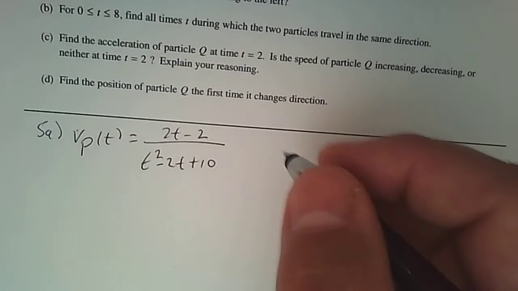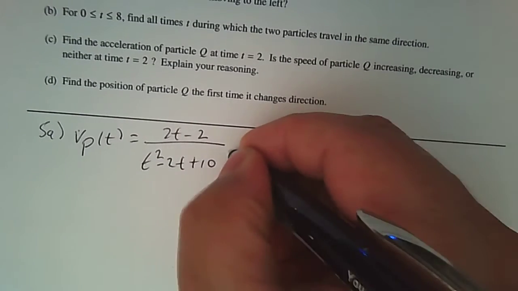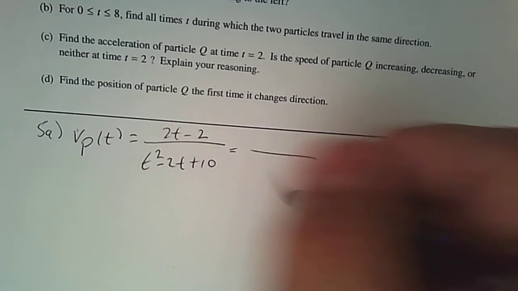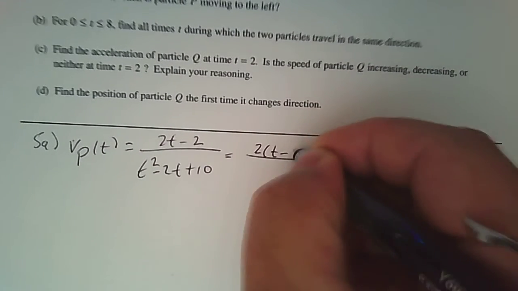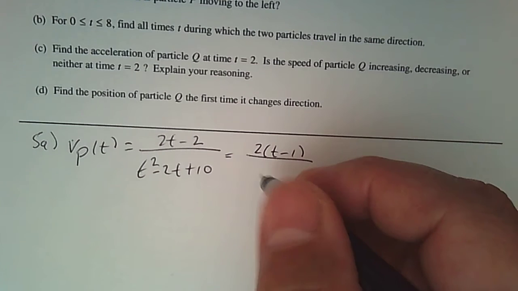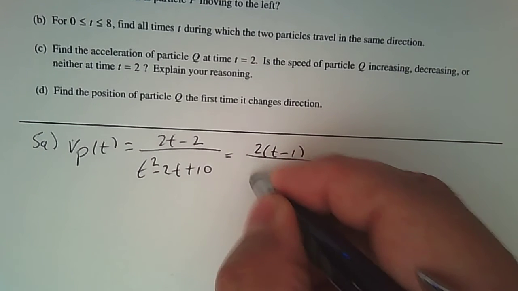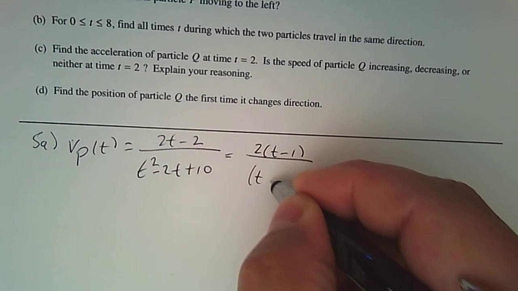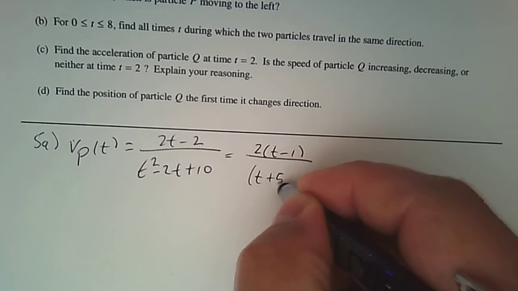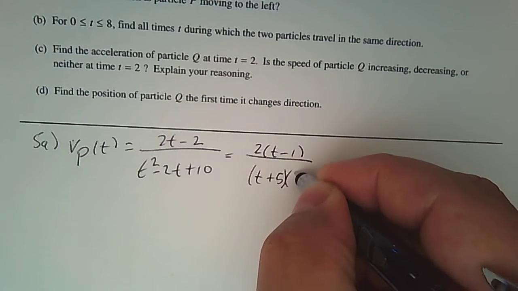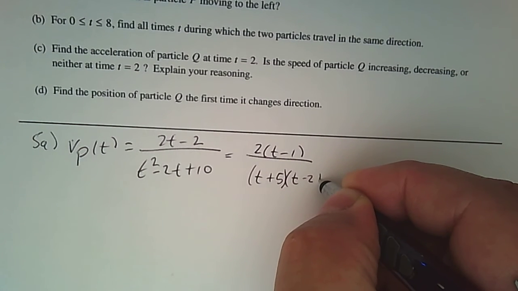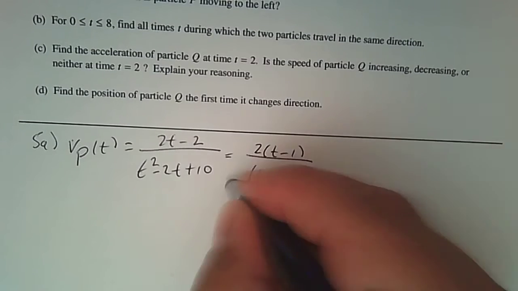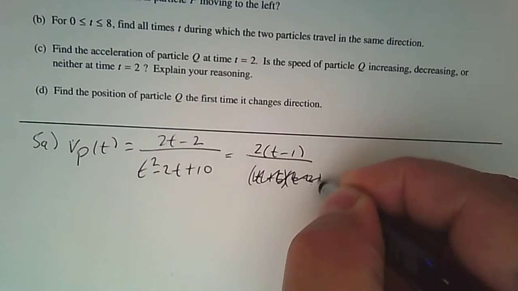First I'm going to see if I can factor this to help me out. In the numerator, I can factor out a 2 and I get t minus 1. When I look at the denominator, I have t squared minus 2t plus 10. No, it's not factorable, is it? Because 5 times 2 doesn't subtract to 3. So it's not factorable.